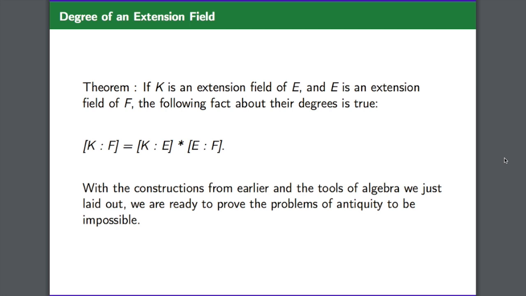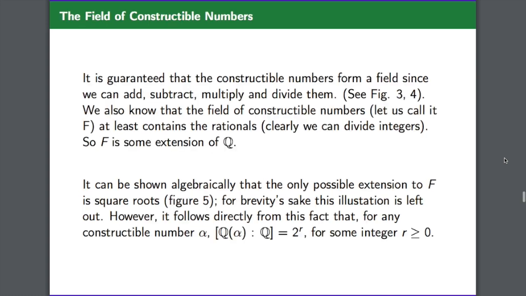And with those constructions that we have earlier, and now these theorems and algebra that we have now, we can now tackle the problems of antiquity. So we know for a fact that the constructible numbers form a field. This is because we can add them, subtract them, multiply, and divide them. You remember those pretty pictures I showed you in figures 3 and 4? It guarantees that the constructible numbers form a field.